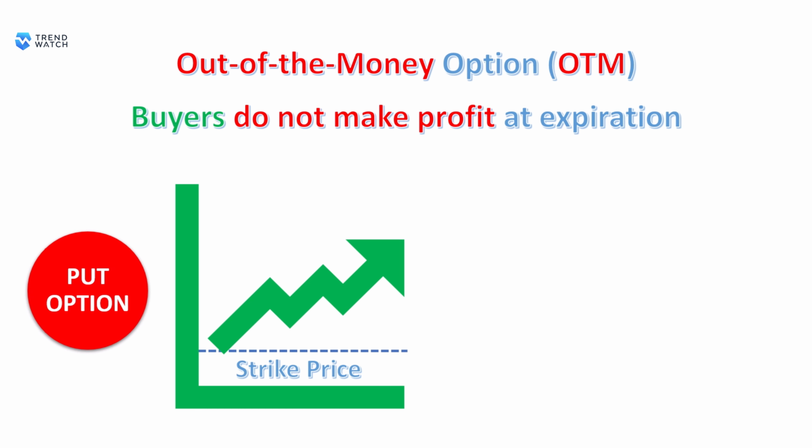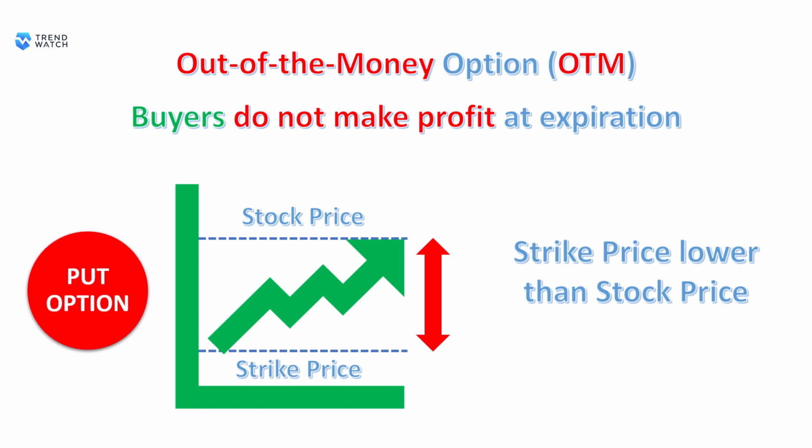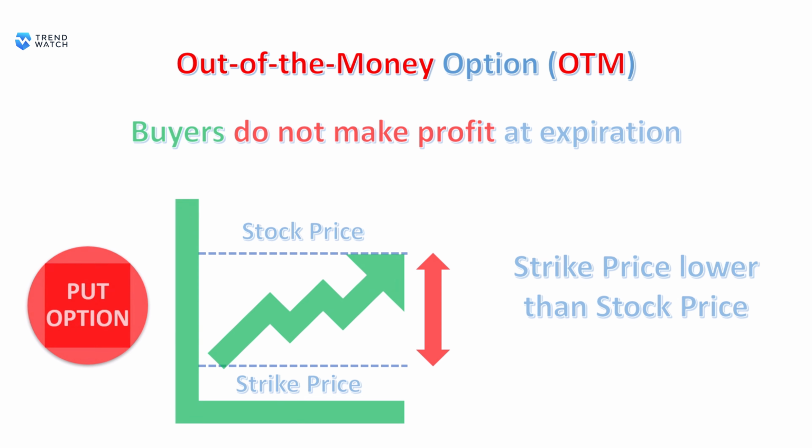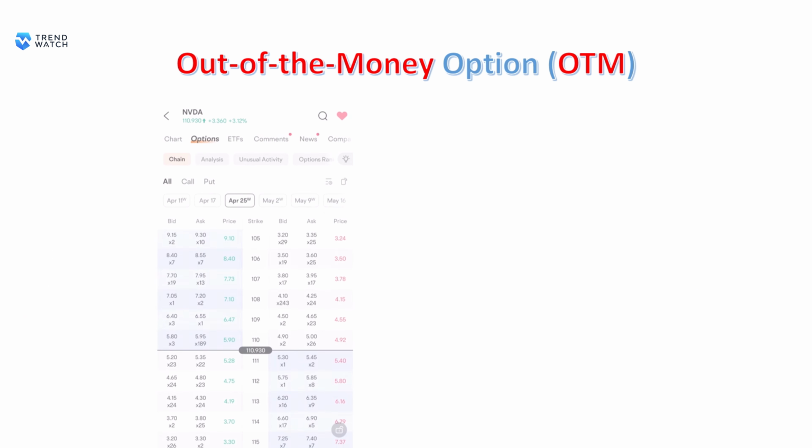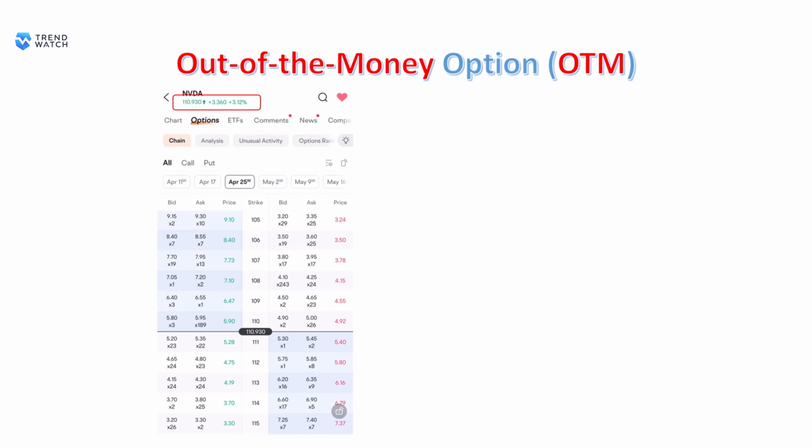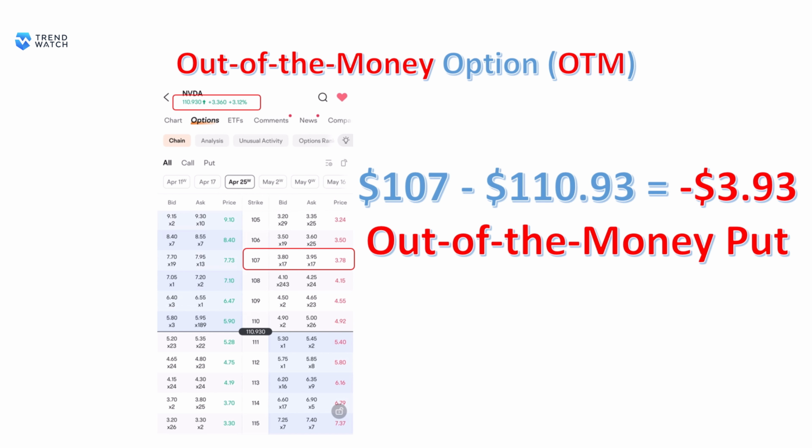When the strike price is lower than the stock price, the put option is referred to as an out-of-the-money put. In this situation, buyers are unlikely to exercise their right to sell the stock at a price lower than the current market price. Using the same options chain for NVIDIA expiring on 25th April. The put option strike price of $107 is an out-of-the-money put. Exercising the right to sell at $107 for a stock that is worth $110.93 doesn't make sense.